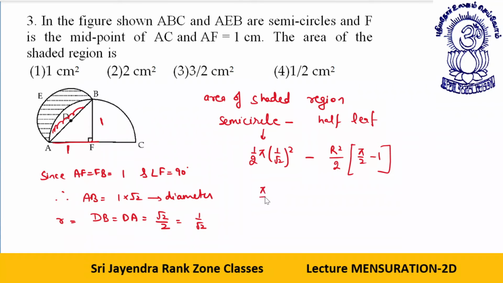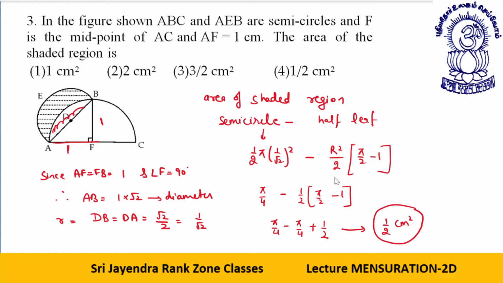So this is pi by 4 minus, what is r? The value of r is 1, minus 1 by 2 pi by 2 minus 1. Okay, r is 1. So this is pi by 4 minus pi by 4 plus half. This gives you half centimeter square. Half cm square.